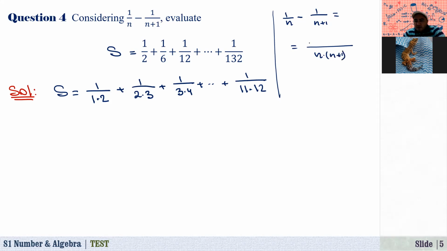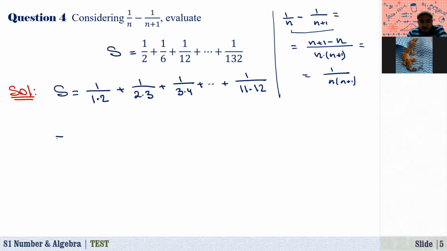So the first numerator I should multiply by n plus 1, the second one by n. So that's equal to 1 over n times n plus 1. If the numerator is 1 and the denominator is the product of two consecutive integers, you can just decompose this fraction as 1 over n minus 1 over n plus 1.